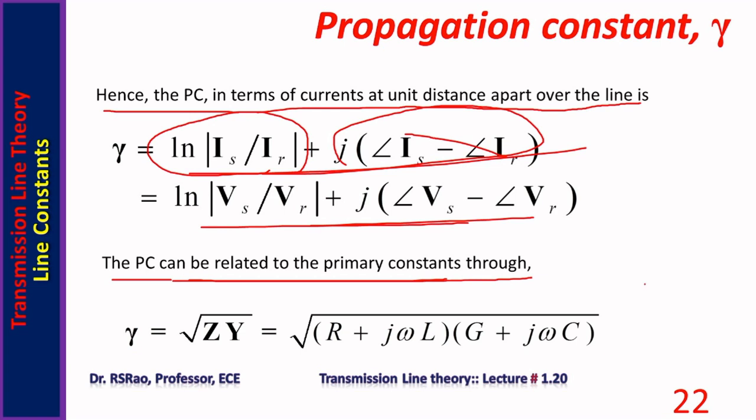See, here it is quite pertinent to recollect. Z naught is the square root of R plus j omega L by G plus j omega C. That is Z naught. Whereas gamma is R plus j omega L multiplied by G plus j omega C under the square root. So division of the factors gives the characteristic impedance, whereas multiplication gives you the propagation constant. Units of the propagation constant are per meter.